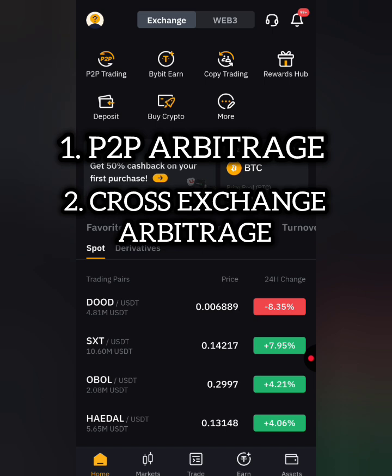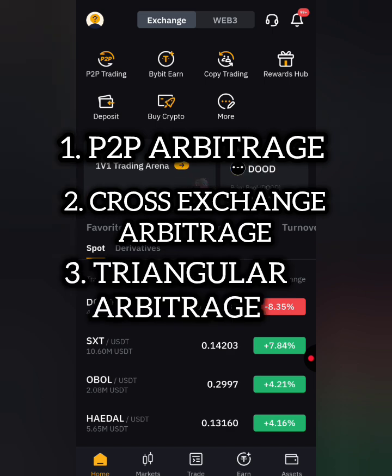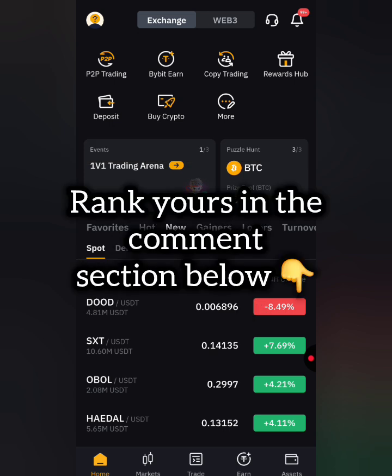The last on my list is the triangular arbitrage, and this is because most of the time the profit margin is very low, and before you actually perform it, the opportunity has already closed, and it is something you need to be fast at. So this is how I rank it, and I want you to also rank yours in the comment section below, and let me know which one you prefer more.